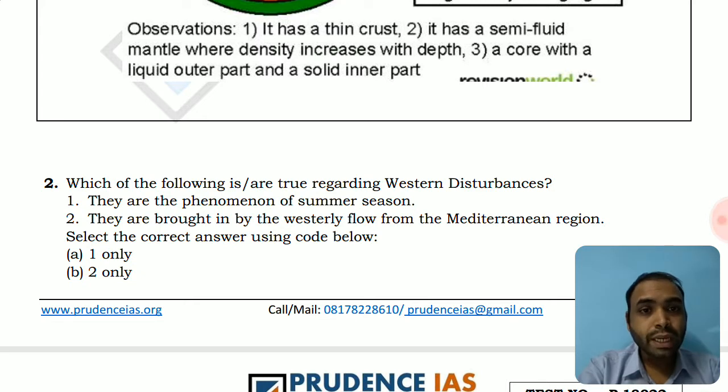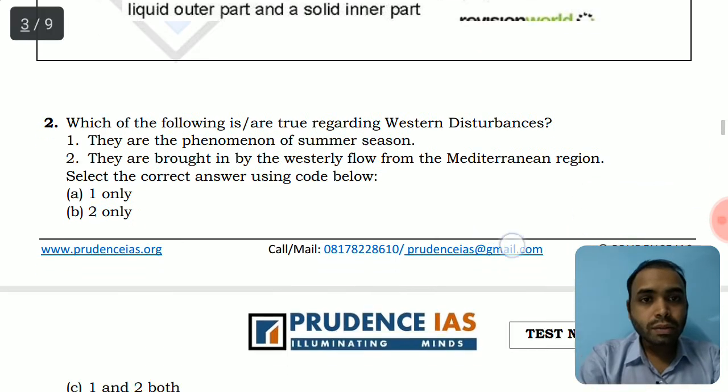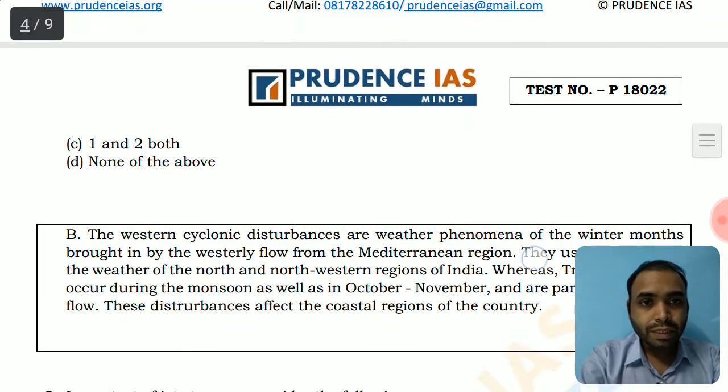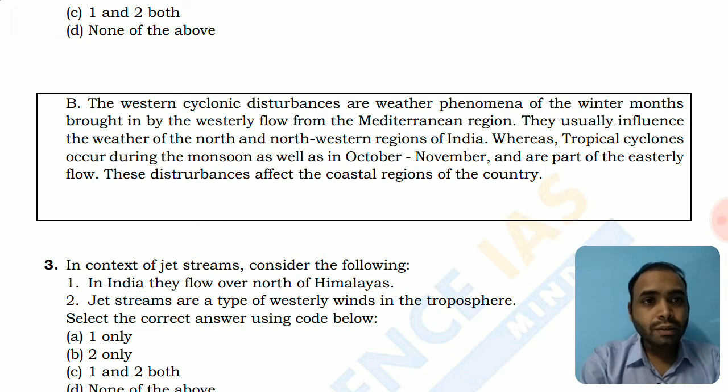So second option seems correct, while first option is wrong. So let's move on to the explanation. The western cyclonic disturbances are weather phenomena of the winter months and are brought in by the westerly flow from the Mediterranean region. Usually, these influence the weather of north and northwestern India.